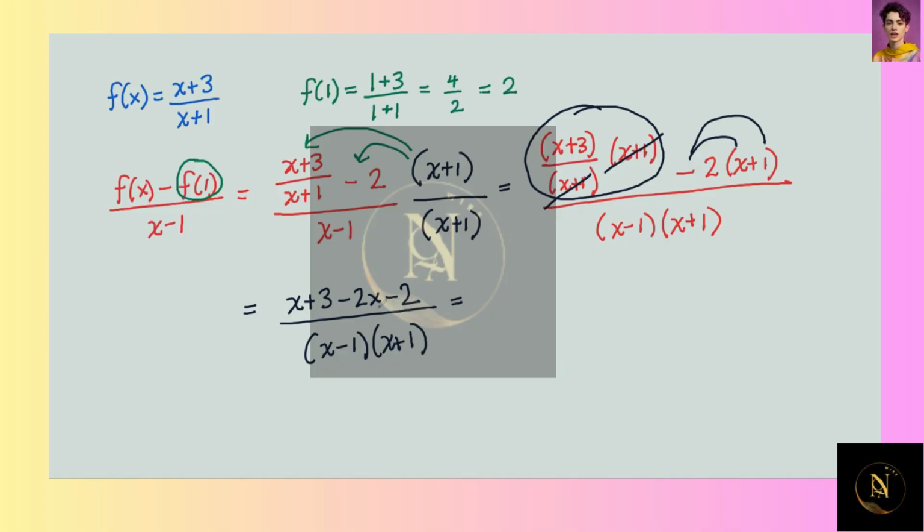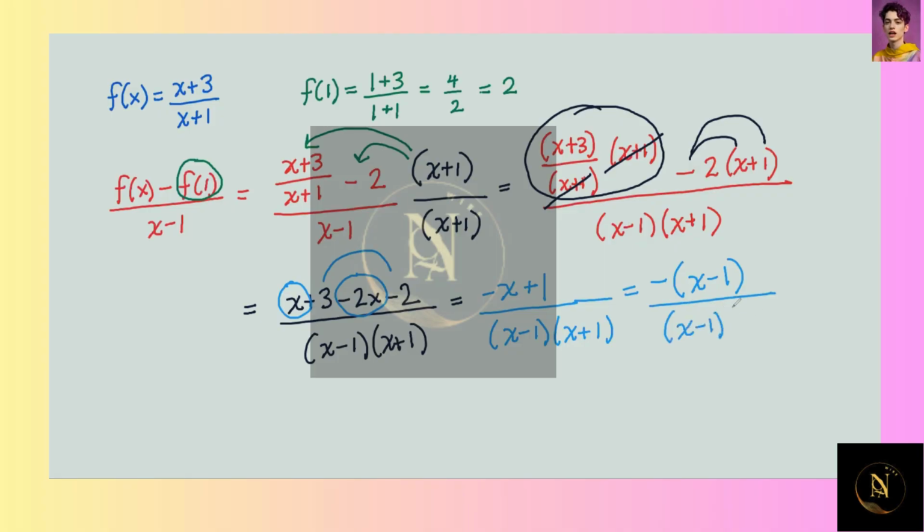Okay, let's kind of clean up the top. Notice we have an x and a minus 2x, so I can combine those to get minus x. We have plus 3 minus 2, so that gives me plus 1. And notice that's kind of similar to what we see in the bottom, but not quite right. So what I'm going to do is factor out a minus sign from the top. And notice when I do that, I get minus (x minus 1) in the parentheses. That allows us to cancel with that x minus 1 in the denominator.